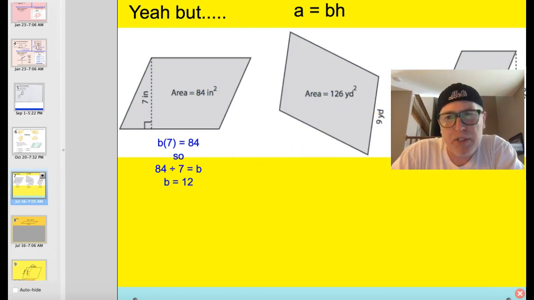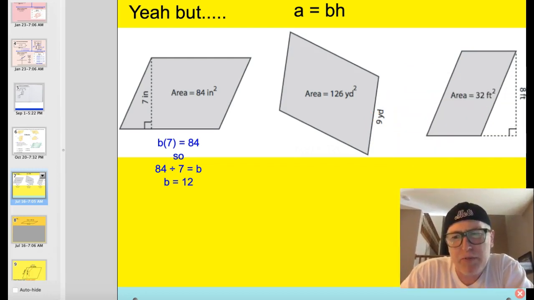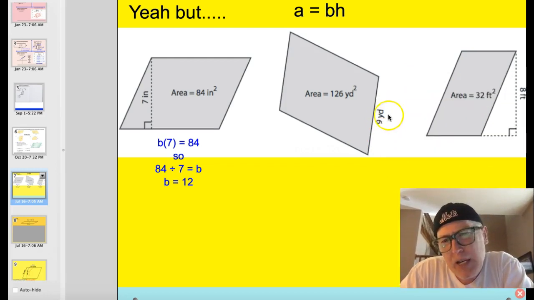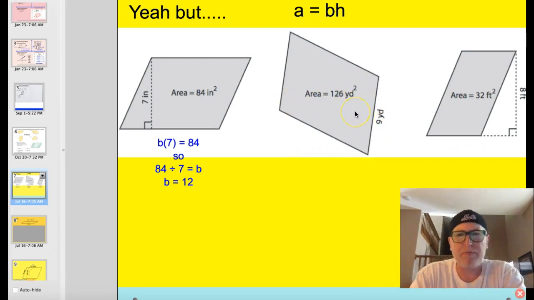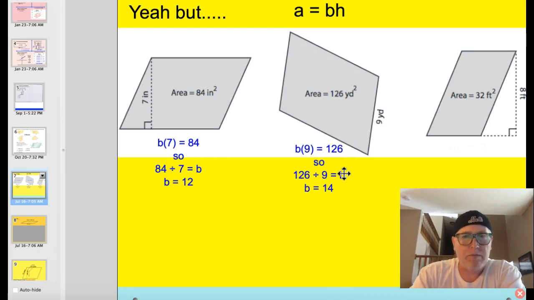This is an interesting picture here because it looks like this one is messed up, but it's really not. You've got a base here of 9, and you're looking for the height, this line that would be perpendicular here. Go ahead and see if you can figure it out. Base times height equals 126, so 126 divided by 9 is B. The base is equal to 14 yards.